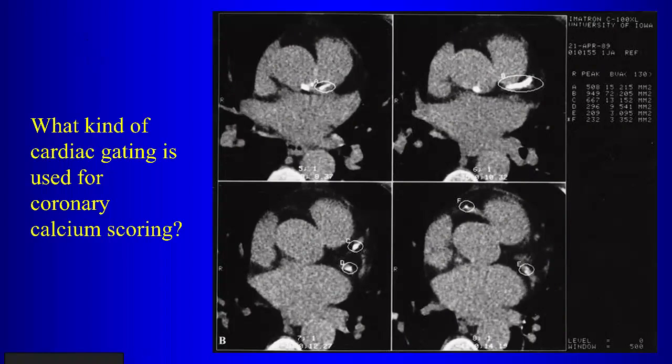It's a very easy test to do. We do a non-contrast CT with cardiac gating, and actually, it's pretty brainless. You just find the coronary calcifications and put circles around where the calcifications are, and you label what vessel, and then the software does everything else for you. Right? What kind of cardiac gating is used for coronary calcium scoring?